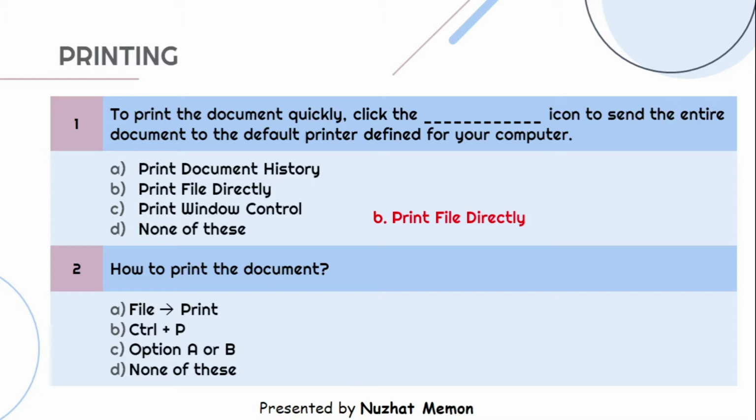And second is how to print the document. So there are two options. That means A, there is file and print. That means you have to go to file menu and then you have to go for print option. And second option is Control plus P, that is a shortcut key.